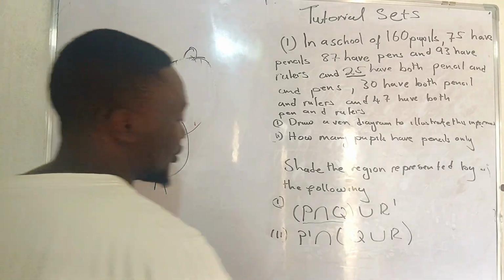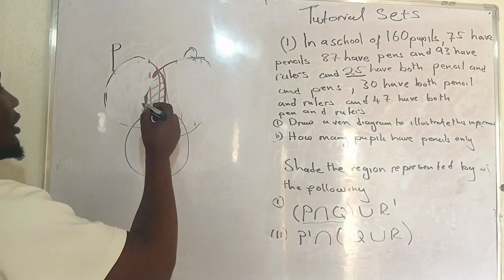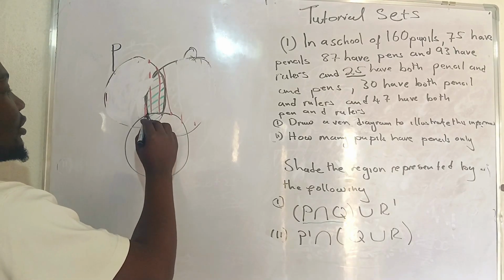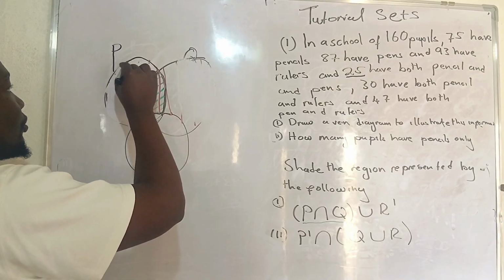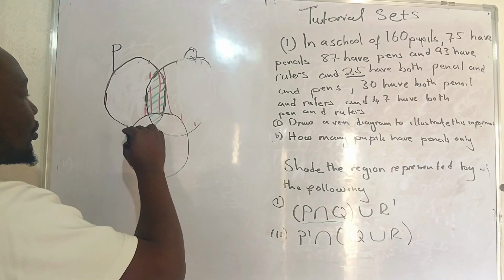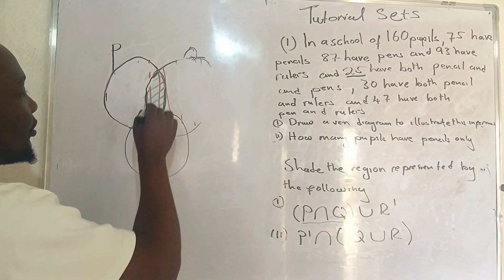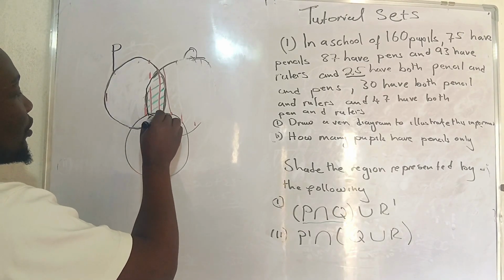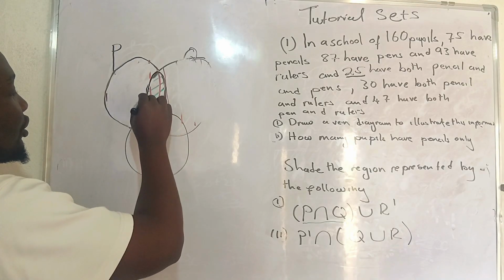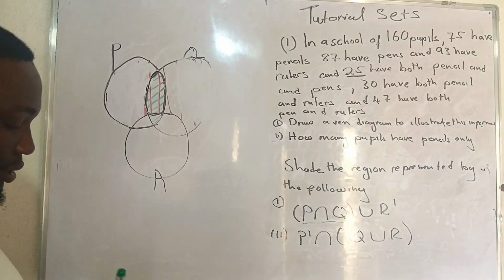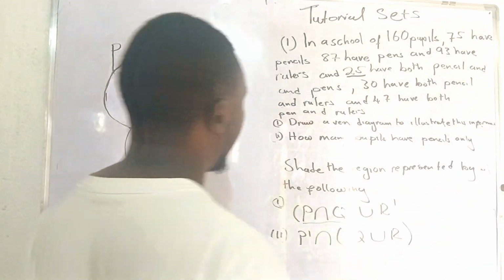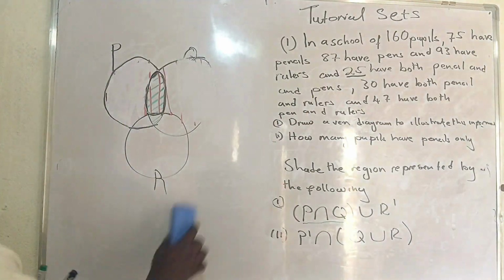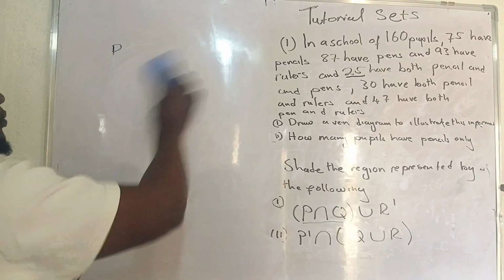So the region that you're looking for, that you must shade, is this one. This is the region that you must shade, the one that possesses the colors. It's very simple. So let's move on to the next one.